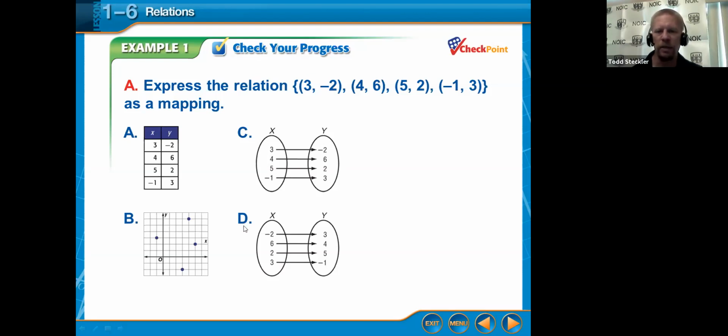Now letter D is also a mapping, but it's mapped backwards. So -2 here was a y coordinate, so it mapped y to x. But when we do mappings, we always map from x to y. So the correct answer would be letter C.